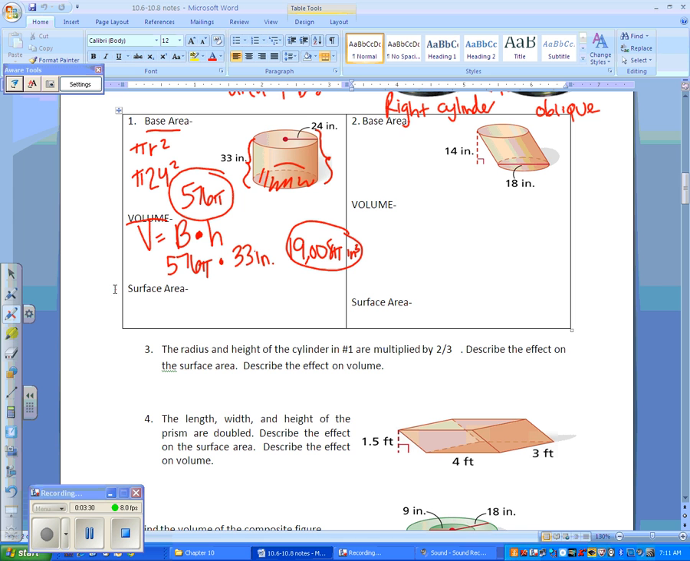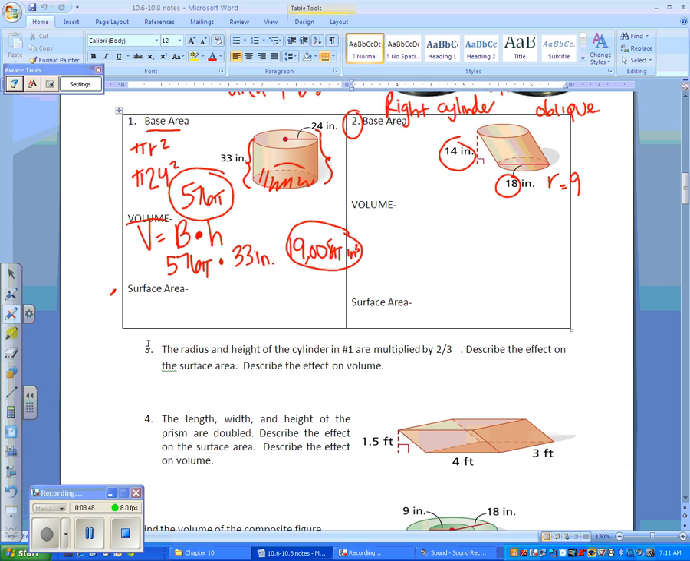Go ahead and try to find the volume of number 2. The only difference is this is an oblique cylinder. So they still give you the height. This is your height. The radius this time is not going to be 18. The radius is going to be 9. So go ahead and see if you can do number 2.